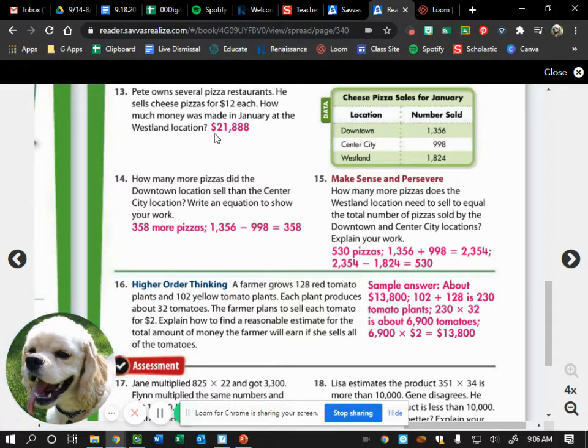$21,888. If you forgot a dollar sign, put it in with your correcting pen, because on a test, if you forget your unit, you'll get half a point off. Because I want to make sure you understand what it is that you're finding. Are you finding dollars? Are you finding pizza? So, dollars. Are there questions on number 13?